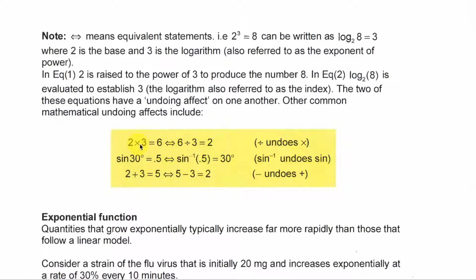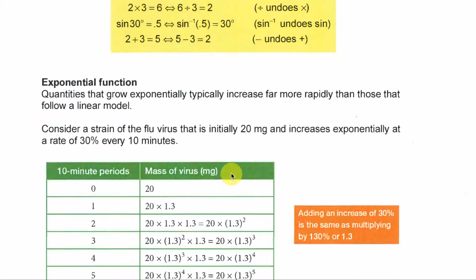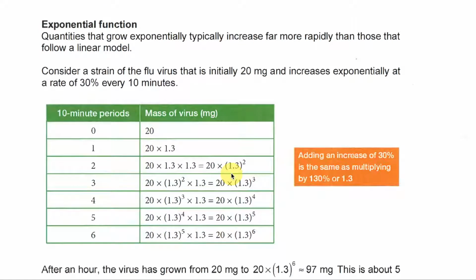So if I start at 2 times by 3, I get a 6. And then if I have a 6 divided by 3, do the exact opposite of multiplying by 3, then I get back to the 2. Same thing with the sine function. If I take sine of 30 degrees, the result will be 0.5. And if I take inverse sine of 0.5, I'll get to 30 degrees. And here you can see the same thing applies with addition and subtraction. So now let's just focus on the exponential function.